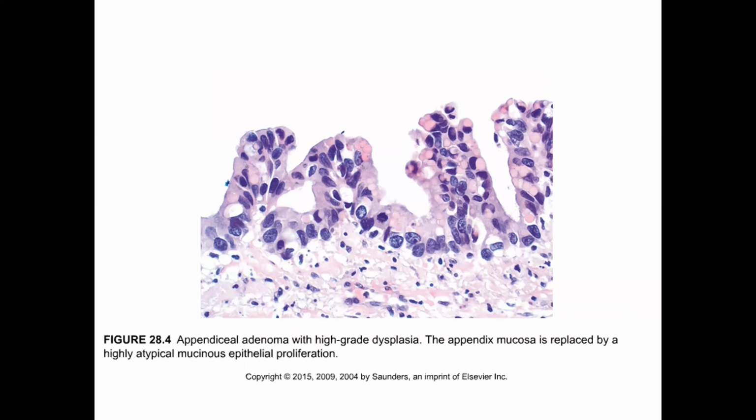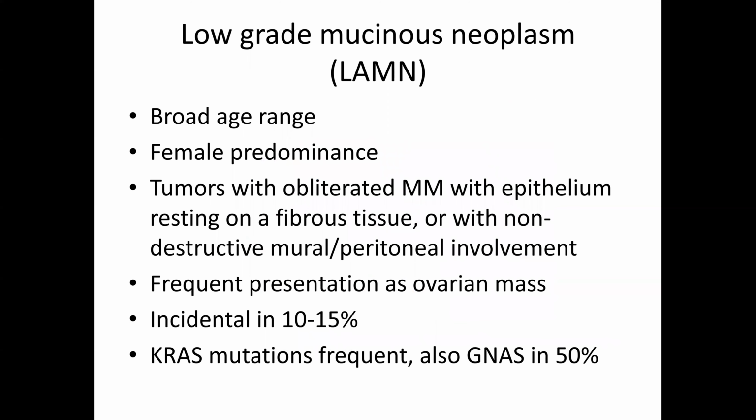And many times these will not have high-grade dysplasia, though that can be present. Here we see almost some signet ring type cells being formed here as well. So let's talk more about low-grade mucinous neoplasm of the appendix. This can present in a very broad range. Again, females are more frequently found to have this lesion.